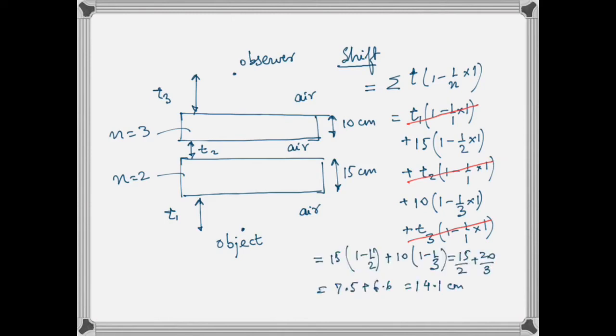And solving, it comes out plus 14.1. So what does this positive mean? Positive means the object will be seen shifted towards the direction in which light is moving. Since light is moving from object to observer, the shift will be in this direction by 14.1. So here the image will be seen.